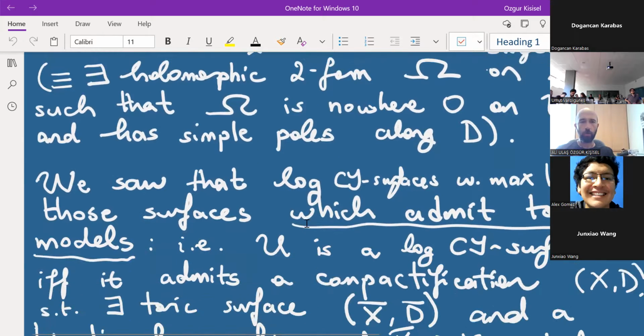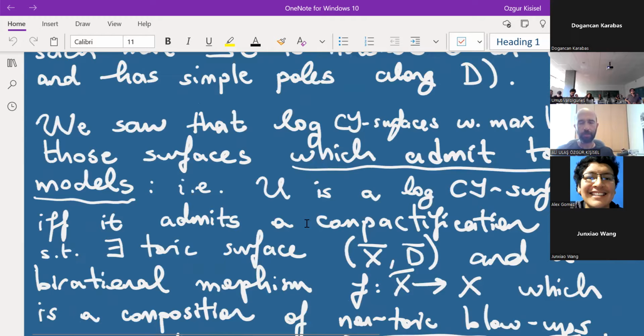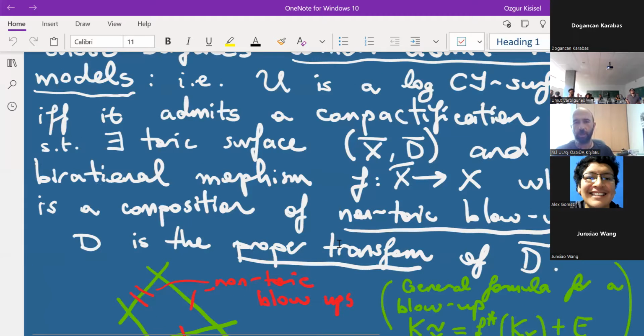Okay, so we saw before that these surfaces are exactly those surfaces which admit a toric model. So let's recall what that meant. U is a log CY surface if and only if, that was the statement of that proposition, it admits some compactification X, D, such that there's a toric surface X bar, D bar and a birational morphism from X bar down to X, which is a composition of non-toric blowups.